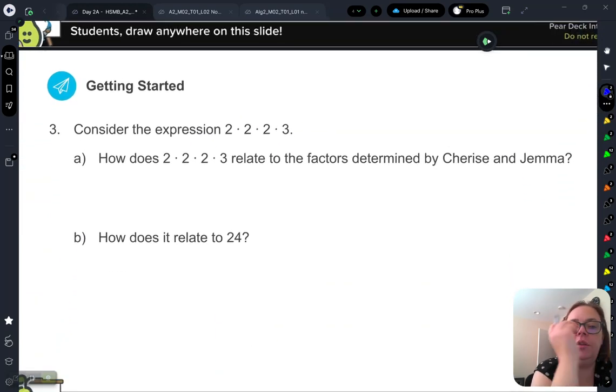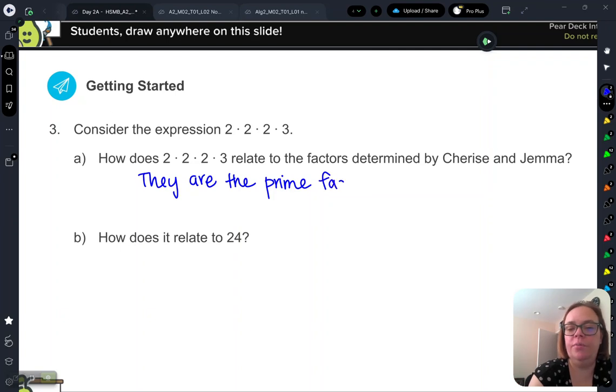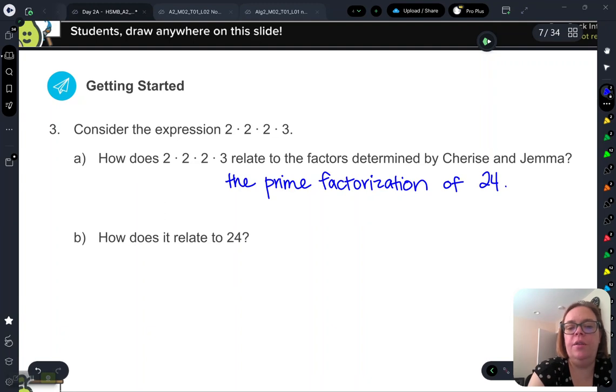So consider the expression 2, 2, 2, 3. How does 2, 2, 2, 3 relate to the factors determined by Charisse and Gemma? We just saw that those were the prime factors. Okay, they are the prime factors of 24, or the prime factorization. And I guess I should change my grammar. It is the prime factorization of 24.